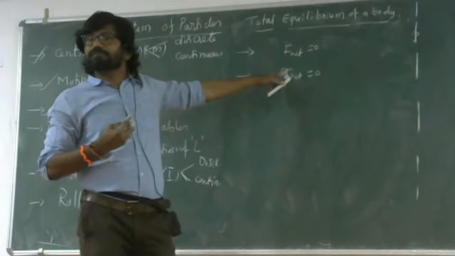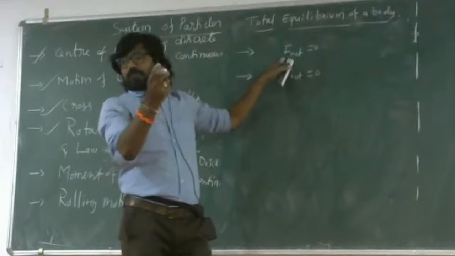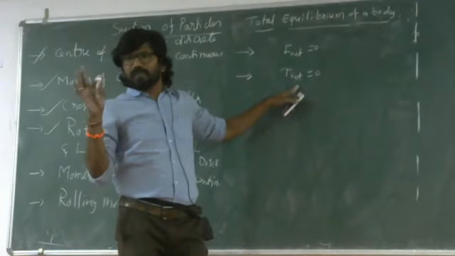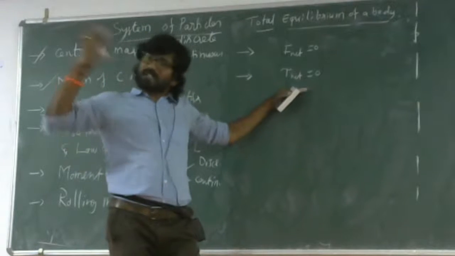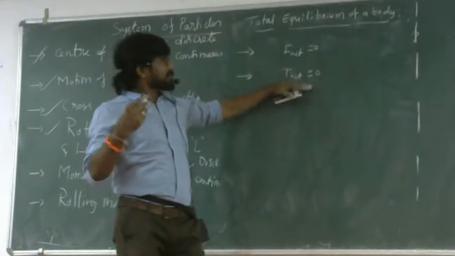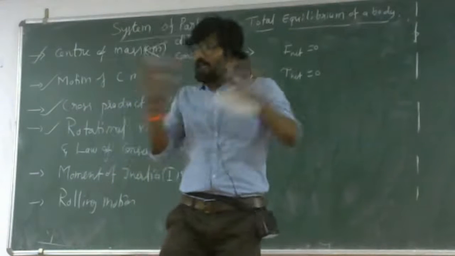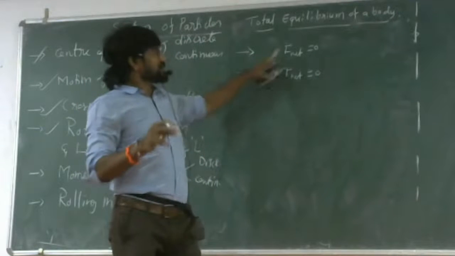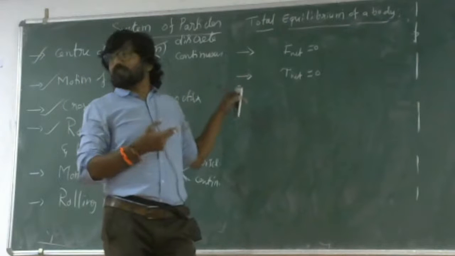Got it? Condition for translational equilibrium, net force should be 0. Condition for rotational equilibrium, net torque should be equal to 0. If the body is in both translational and rotational equilibrium, then only it is said to be in total equilibrium. If net force is equal to 0 but net torque is not equal to 0, then the body is not in total equilibrium. It may be in translational equilibrium, but it is not in rotational equilibrium.